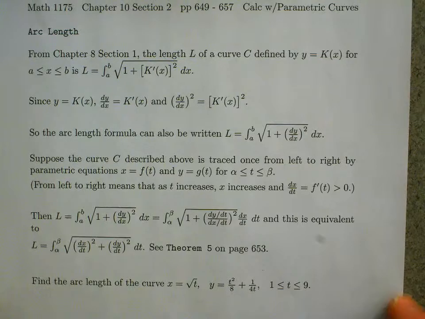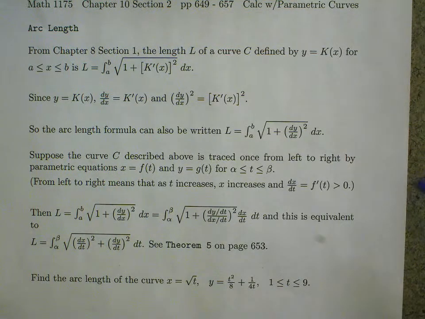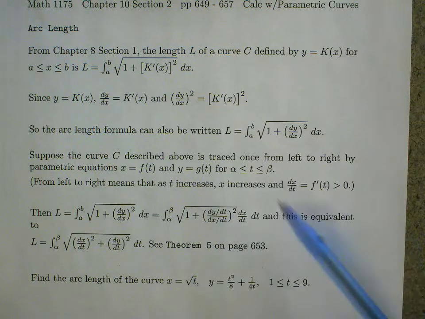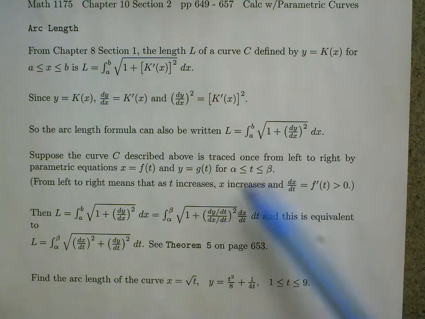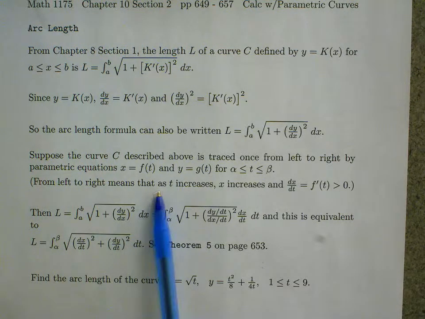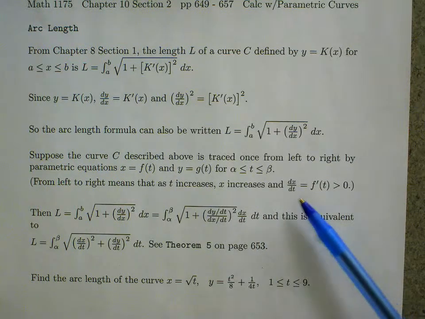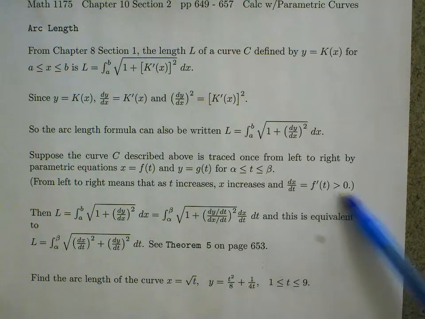All right, but now we suppose that the curve C described above is traced once from left to right by parametric equations, x equals f of t and y equals g of t, for values of t between a and b, or alpha and beta, I mean. From left to right means that as t increases, x increases. And so that will mean that the derivative of x with respect to t is positive.